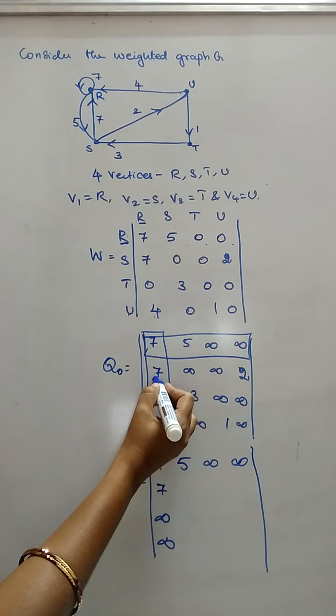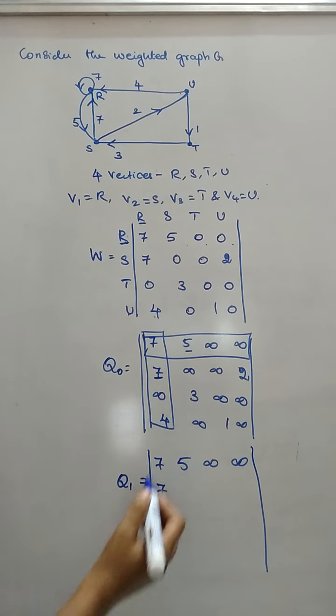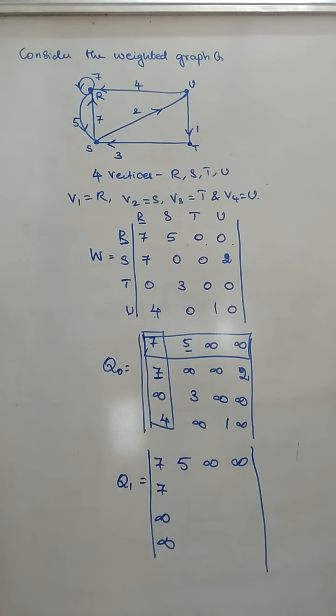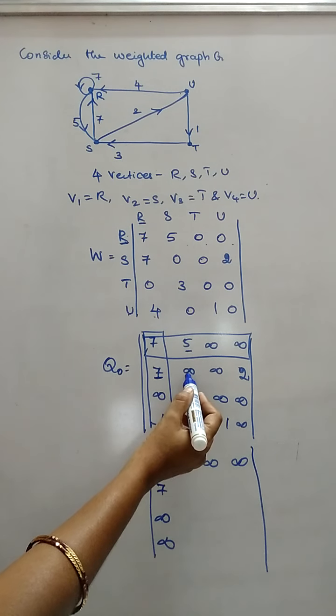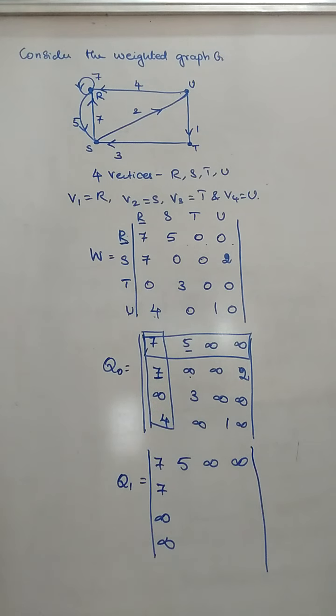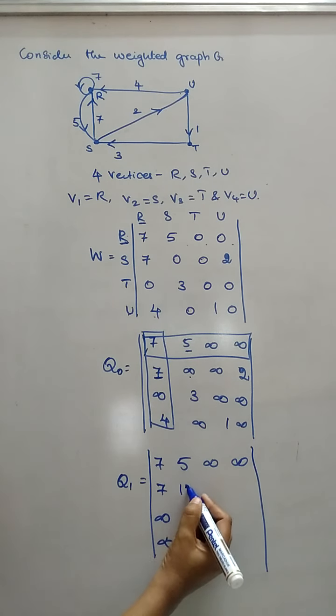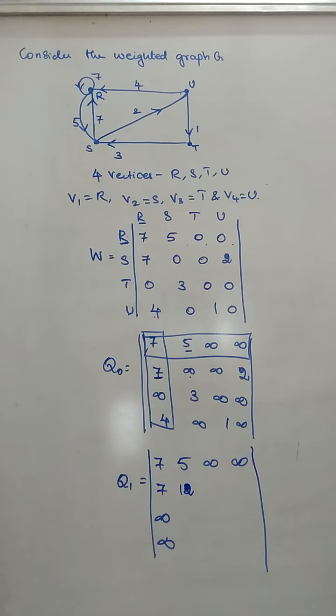So for example, here I have 7 and 5. So 7 plus 5 will be equal to 12. So I should check whether 12 is the minimum number when compared to infinity or not. While comparing with infinity, 12 is the minimum number. So I should write 12 here. The reason for selecting the minimum number here is that my task is to select the shortest path, right? That's why I am writing 12 here.